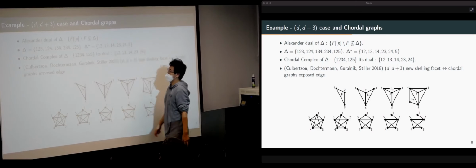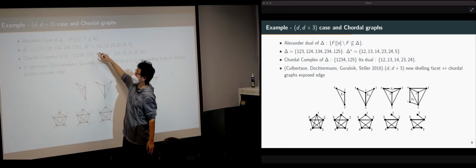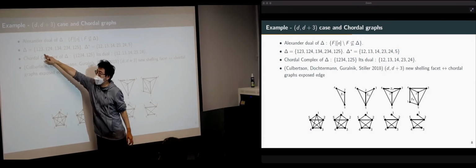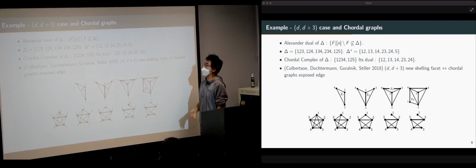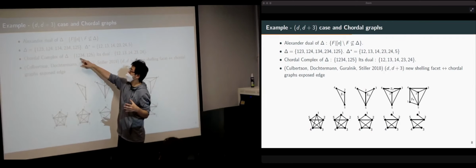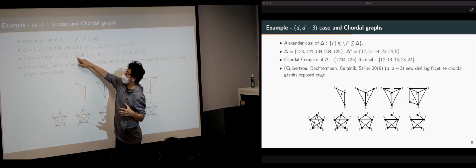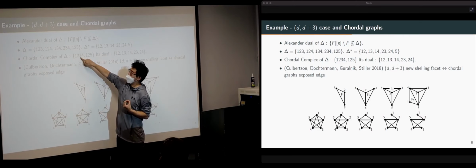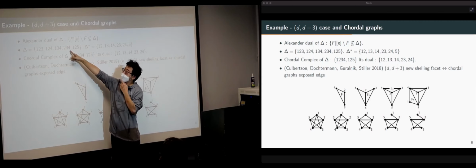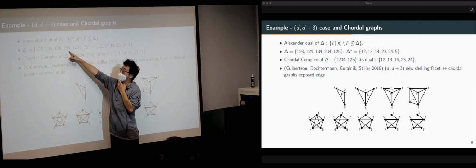Alexander dual. So a chordal complex is basically you look at the facets you have and encode a set of vertices where you basically have a clique. That is, when you have all possible 3 subsets of the given vertex set, then you encode that as a facet of your chordal complex. Like for example, here, 1, 2, 3, 4 is a facet because we have all 3 subsets of 1, 2, 3, 4 inside the original complex.